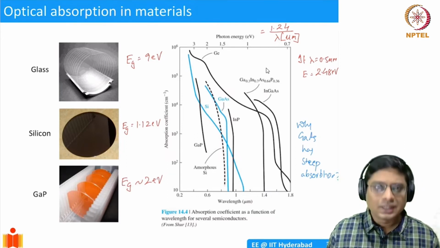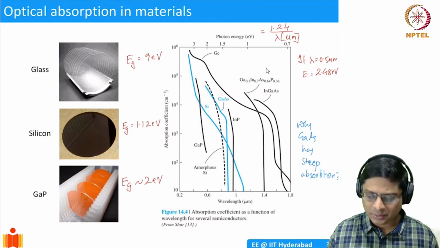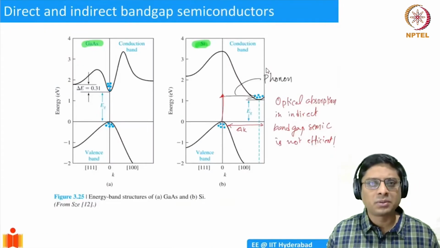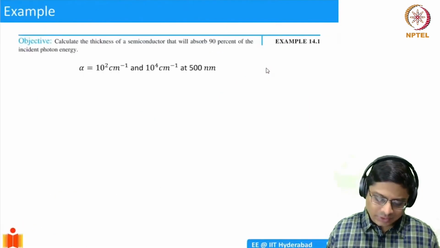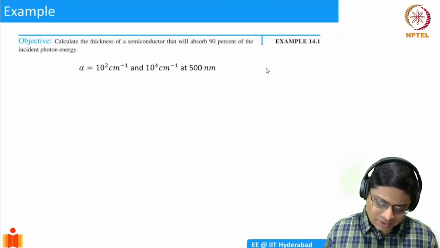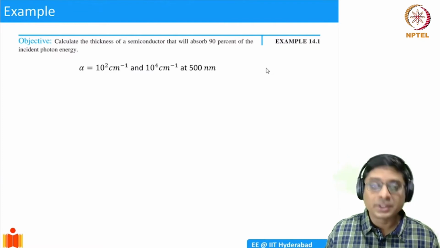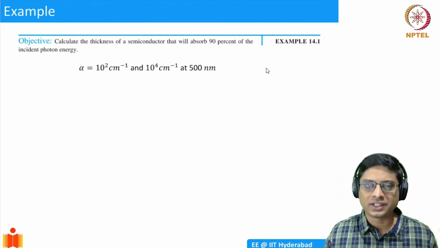This is mainly what I wanted to talk about optical absorption. Let's try to solve a couple of problems so that you get confident about it. So this is an example from the textbook. You are asked to calculate the thickness of a semiconductor that will absorb 90% of the incident photon energy.